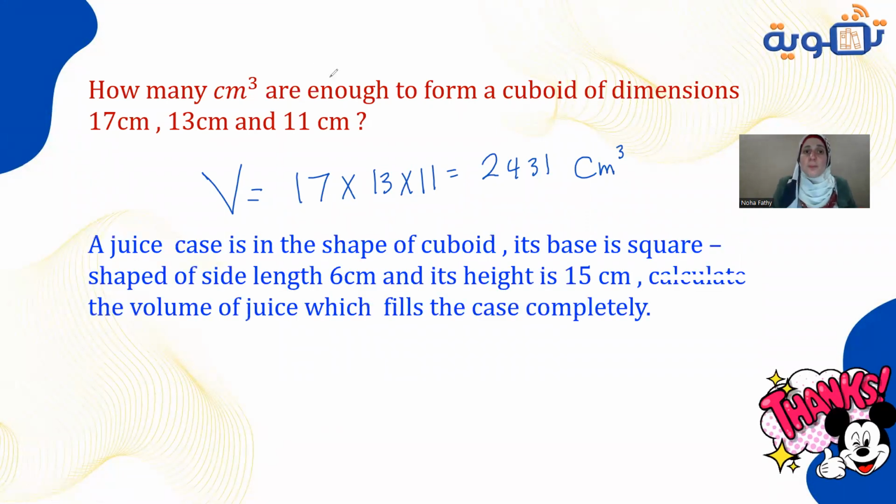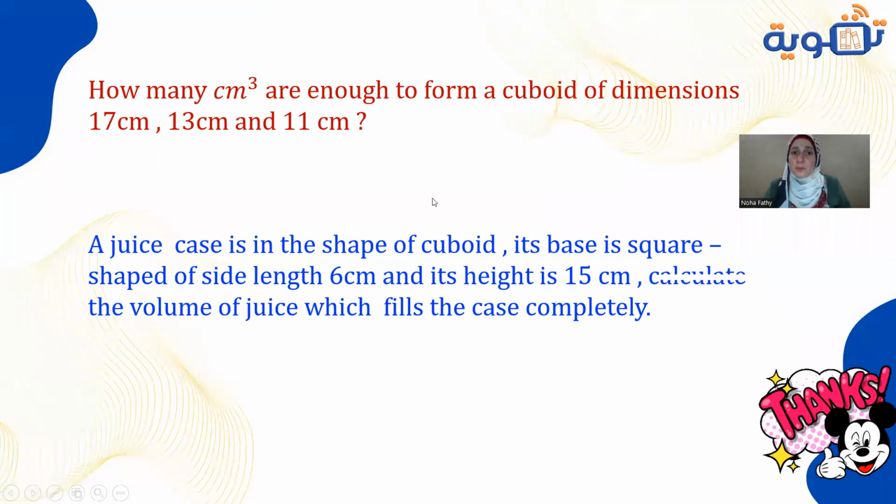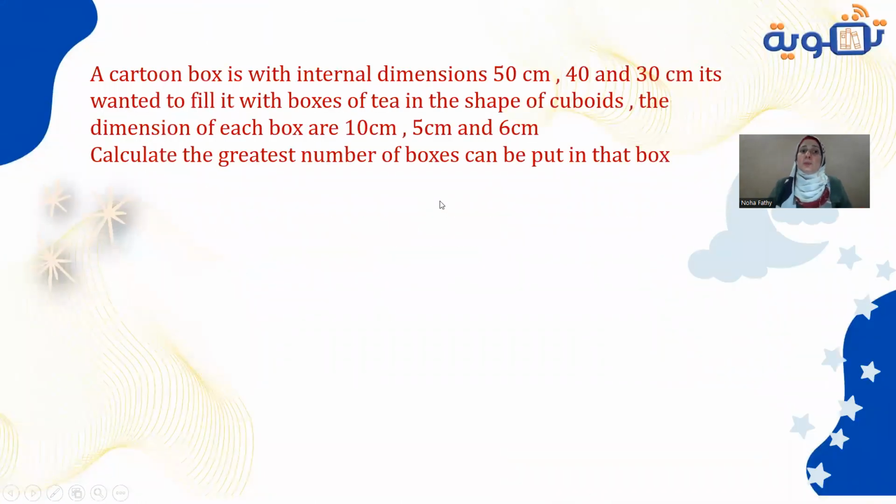A juice case in the shape of a cuboid. Its base is square shaped, side length 6 and the height 15. Calculate the volume of the juice which fills the case completely. So I want the volume. Volume equals what? Length times width times height, or edge length times itself times height. Why? Because the base is in the form of a square. So 6 times 6 times 15. Then find the result. 6 times 6 times 15 equals 540 cubic centimeters, because any volume with power 3, the result with power 3.